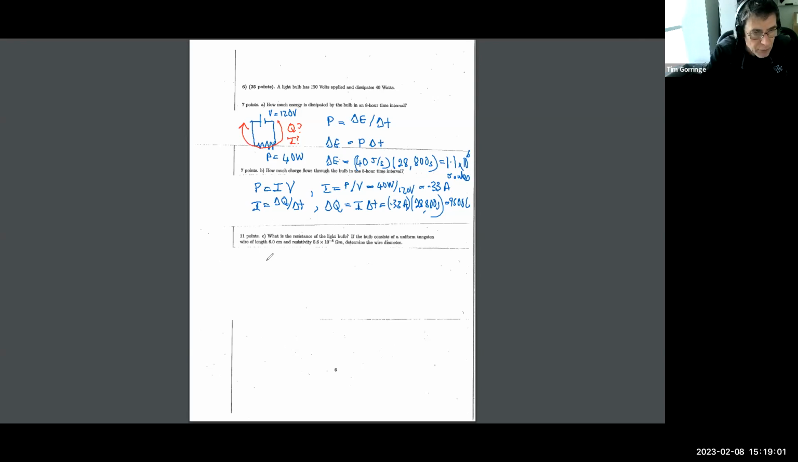In the final part of this problem, we're asked actually two things. We're asked to find the resistance of the light bulb, and we'll see that that's pretty straightforward. Then we're asked to find the diameter of the wire that glows inside the light bulb, under the assumption that the wire has a resistivity of 5.6 times 10 to the minus 8 ohm meters. That's a quantity that depends on the material the light bulb is made from. It's made from tungsten, and that's the resistivity of tungsten.